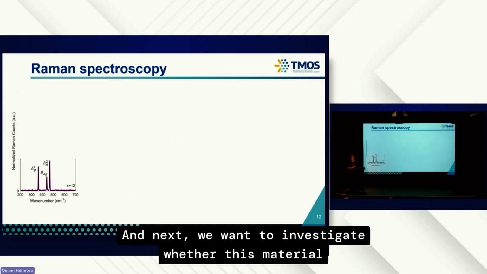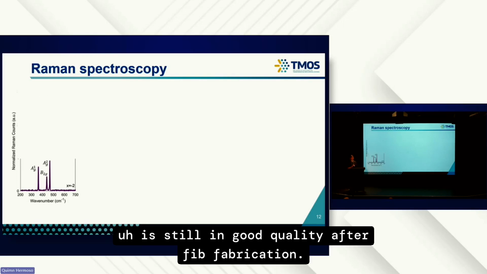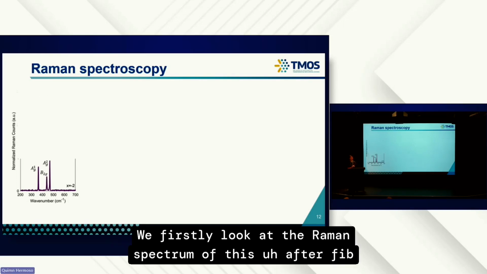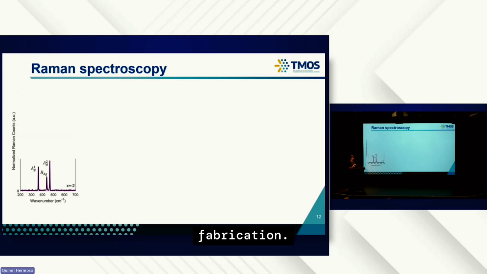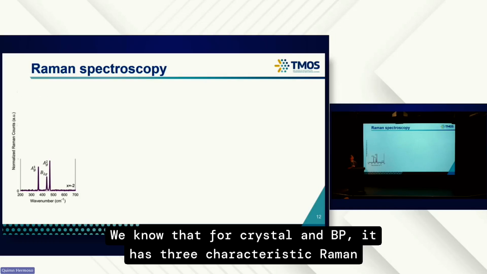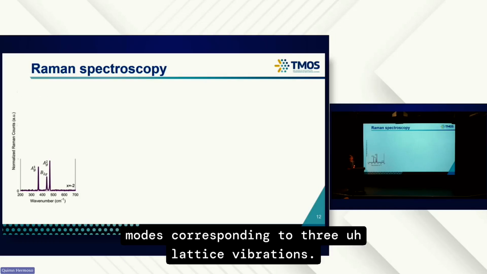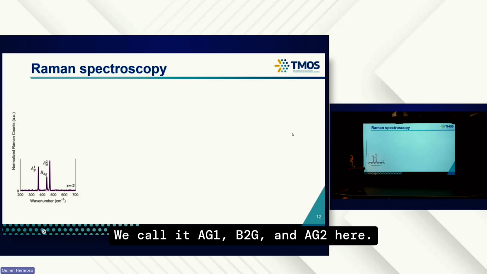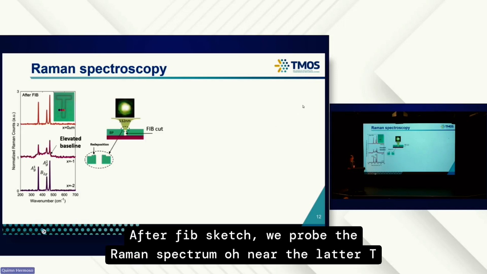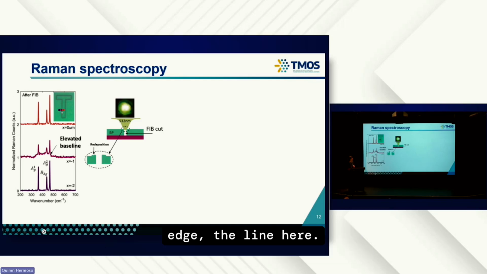And next, we want to investigate whether this material is still in good quality after FIB fabrication. We firstly look at the Raman spectrum after FIB fabrication. We know that for crystal BP, it has 3 characteristic Raman modes corresponding to 3 lattice vibrations. We call them AG1, B2G, and AG2 here. After FIB sketch, we probe the Raman spectrum near the letter T edge, the line here.